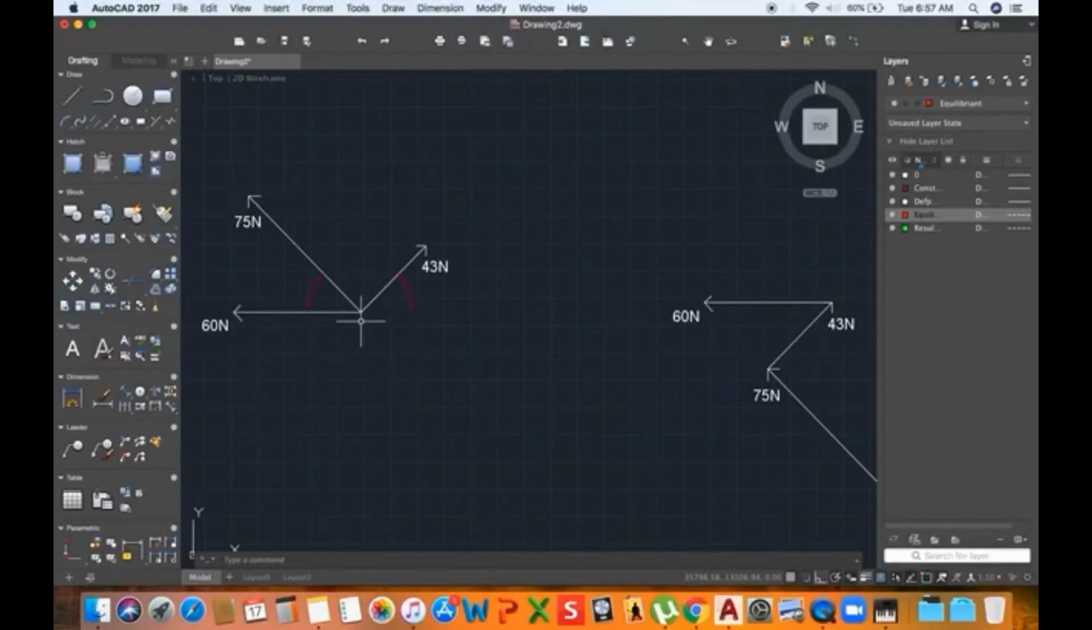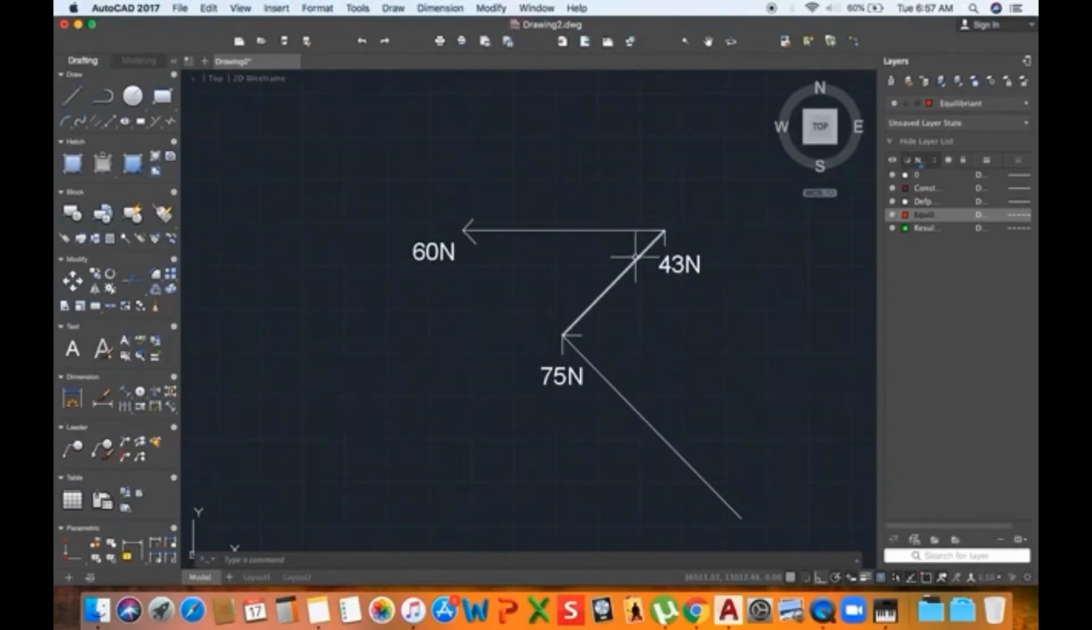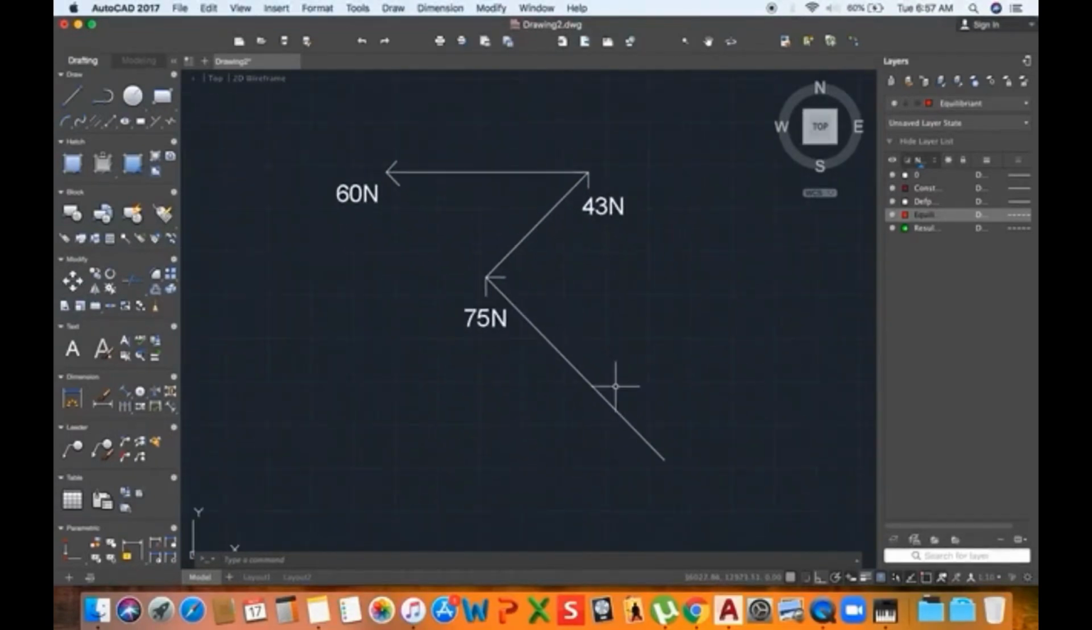Please note that you will not always get a perfect polygon. Some of the lines may overlap. So as a result of these three forces, you are now getting this result. Now, remember what I said? If the last line, the ending point, is not touching the first point that we started with, then the body is out of equilibrium.